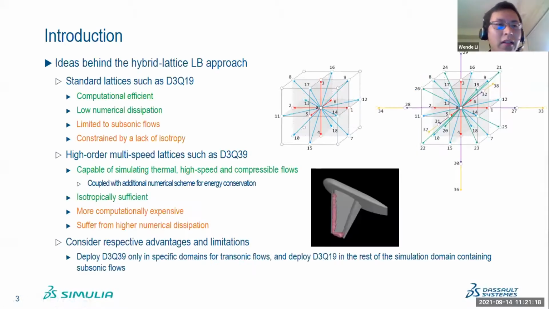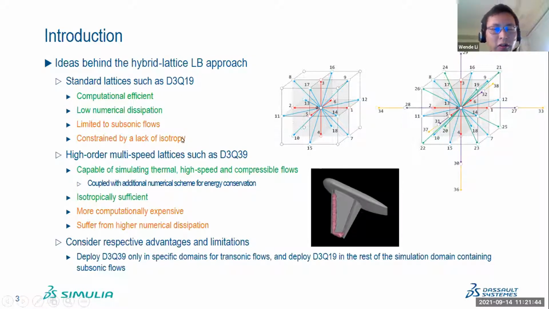Some ideas behind the hybrid lattice LB approach is that different lattices have different characteristics. The standard lattice widely used, the D3Q19, is computationally efficient. It has a low numerical dissipation, but it is limited to subsonic flows with low Mach numbers, and it is also constrained by a lack of isotropy.